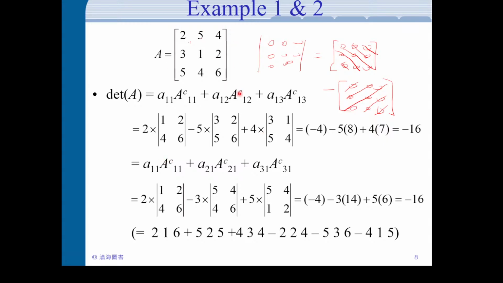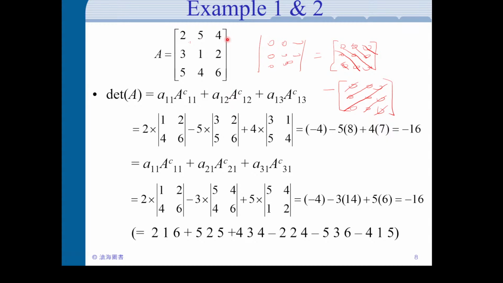So we have the determinant of a 3 by 3 matrix. Here we expand on the first row again. So this is the matrix with rows 2, 5, 4, then 3, 1, 2, and 5, 4, 6. Then we expand on the first row. We have A11 equal to 2. Then the cofactor of A11 is the determinant of this matrix 1, 2, 4, 6.